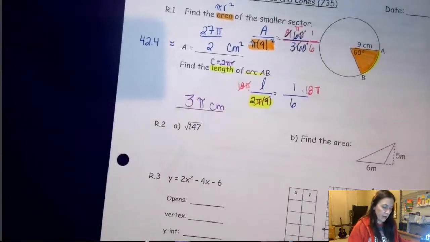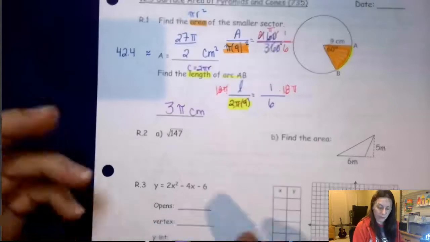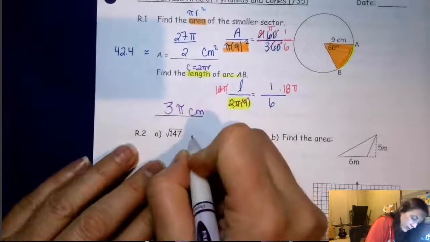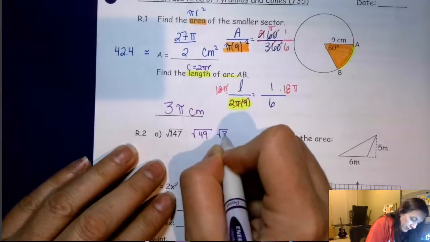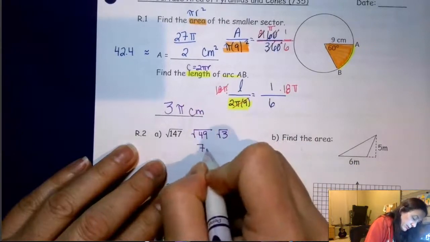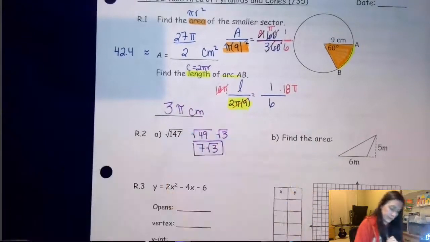Now down here, I want to know the square root of 147. Not much to plug in your calculator. Is there a factor that's a perfect square? We have a factor of 49 times 3. The square root of 49 is going to be 7. Square root of 3. This is our best answer.